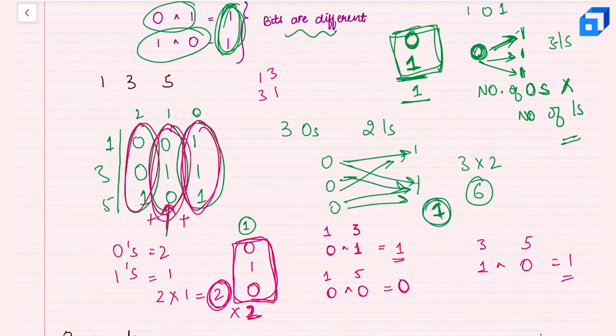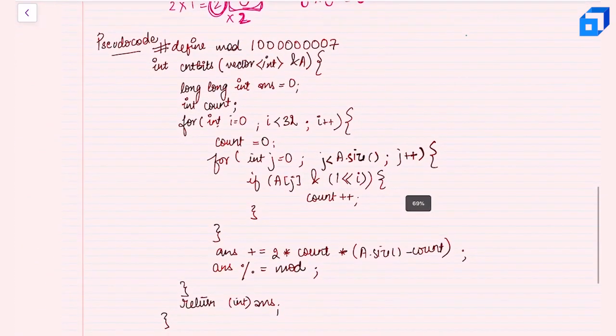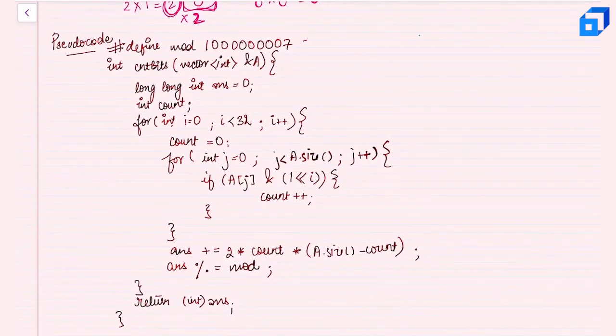So let's see the pseudocode for this. So pseudocode goes something like this. Basically, I have defined my mod, because I have to take the answer mod this at the end. So I'm given an array A, right?